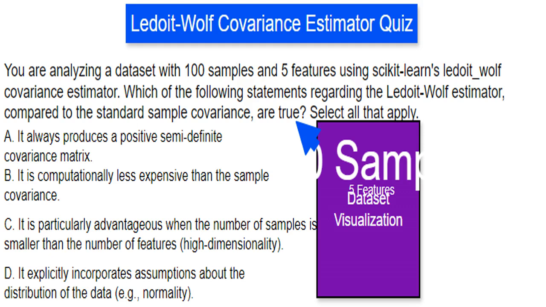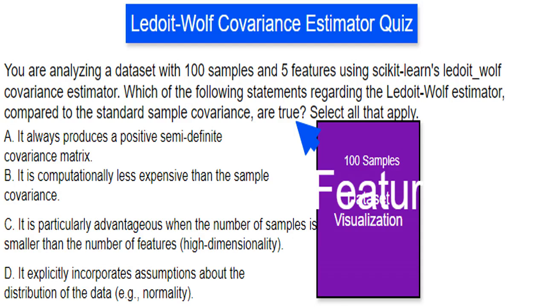This part isn't directly related to the core question about the Ledoit-Wolf estimator but could be relevant for exploring the data visually before applying the covariance estimator. This simply refers to the number of data points in our dataset. This is needed for understanding the problem context of high-dimensional data, as this affects the suitability of the different covariance estimators.